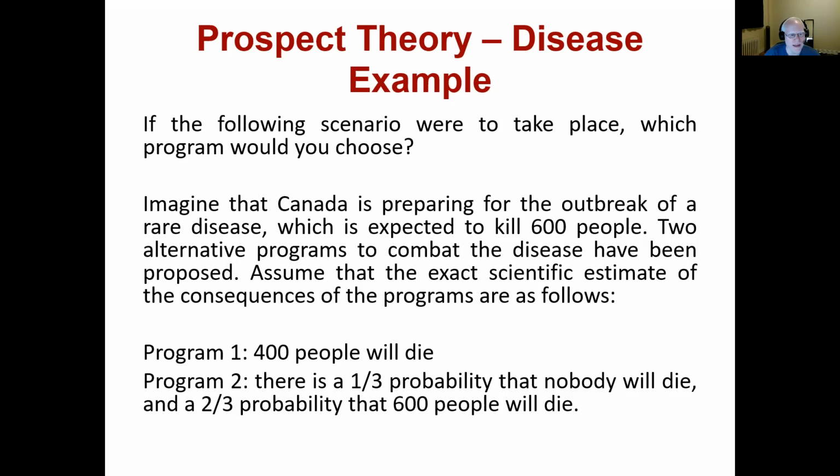So 400 people will die. How many people are alive then? That means 200 people are alive. So the expected utility here: 100% chance, 200 people will be alive. Now, program 2: a 1/3 probability that nobody will die, so 600 people are alive, and a 2/3 probability that 600 people will die, which means 0 people are alive. 1/3 of 600 is 200, plus 2/3 times 0 is 0. The expected outcome here is 200 as well.